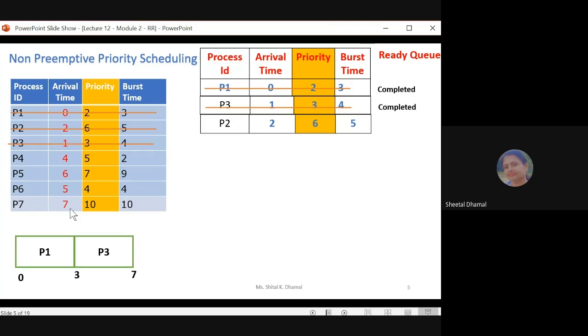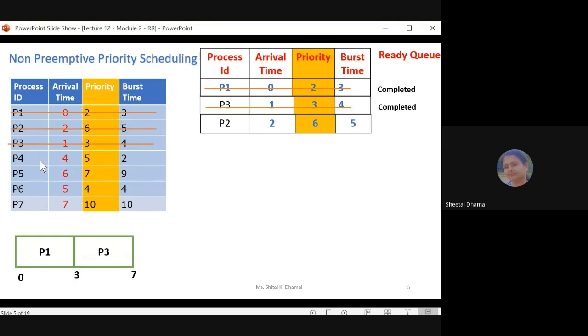So for that you have to check the arrival time. See, we are using the arrival time, priority also, or burst time also. So now check which process entered into the ready queue when the process P3 was executing. You have to check which process has arrival time less than or equal to 7. So less than or equal to 7, which process's arrival time is that?